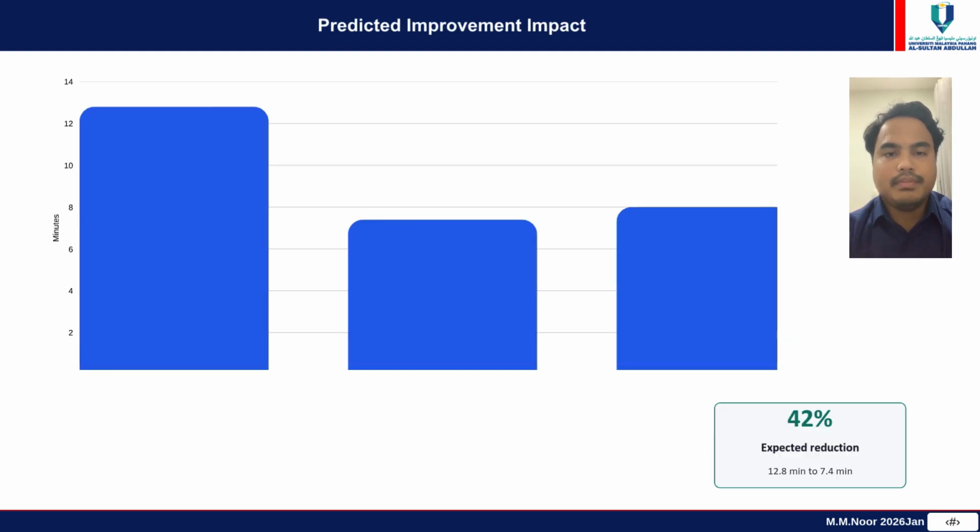Predicted improvement impact. The expected result shows that the average waiting time can be reduced from 12.8 minutes to 7.4 minutes. This is about 42% reduction. Most importantly, the predicted waiting time is below the target of 8 minutes, which means the proposed improvements meet the project objective.